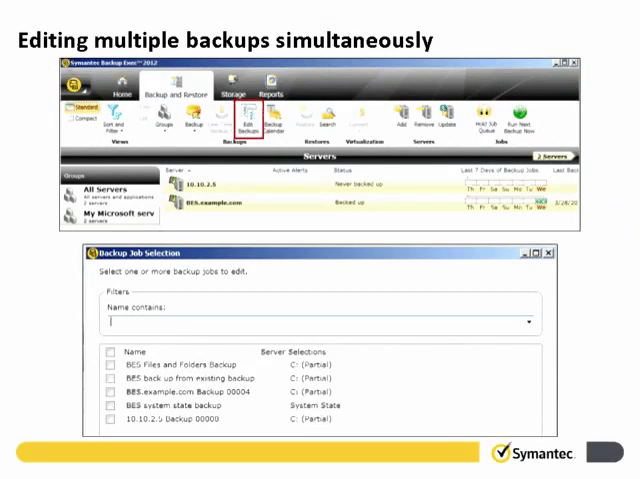So I can edit multiple backup jobs at the same time. I can do that by clicking on Edit Backups and typing in the type of backup that I'm looking for, or the name has this part of a backup in it, and it will then show me all the jobs that meet that criteria, and I can edit them all at the same time.